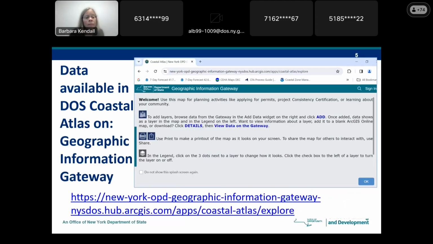The data for this information is available on our Geographic Information Gateway. Hopefully, some or most of you have taken a look at that. There's a lot of information on there. Within that, you can get to it at that link, and it shows the coastal area and a lot of the other resources that we'll be talking about throughout this training. So I encourage you to go on the Gateway and take a look at that when you get a chance.